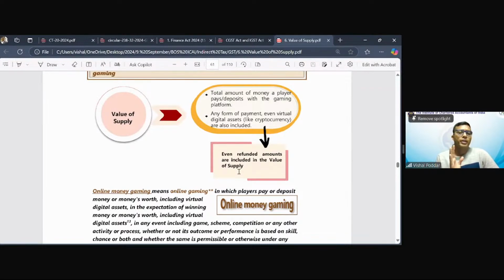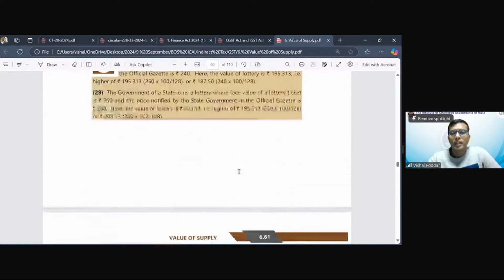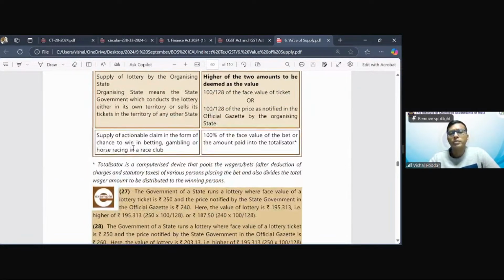The most important point in online gaming, why they made it separate, is to understand this. In case of betting, gambling, a racing horse club, you put a bet of 100. Either you win, or you lose. If you lose, the 100 is gone. If you win, you get the winning amount at that moment itself.